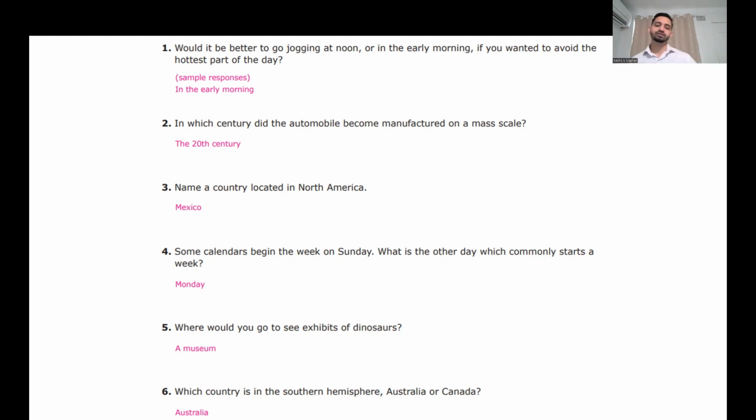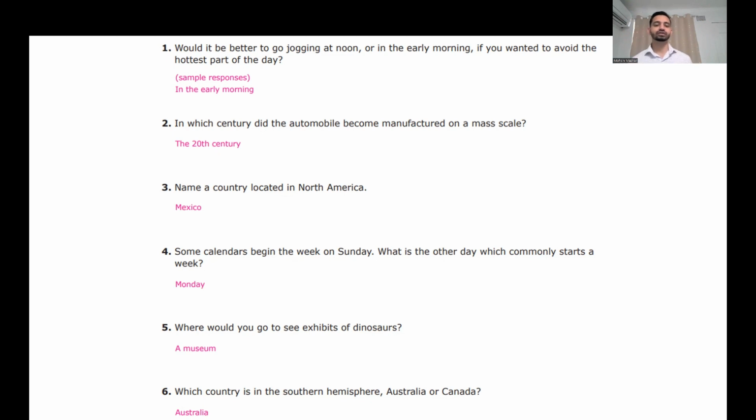Okay. Name a country located in North America. Obviously, you might have thought about Canada, USA, Mexico. They're all correct, right? Mexico here is one of the countries in North America. Name a country, obviously. Some calendars begin the week on Sunday. What is the other day which commonly starts the week? Obviously, Monday. Some of the calendars you might have seen start from Sunday. Most commonly used calendars start from Monday, right? So that should have been an easy one for you. But you understand what you are looking for, what kind of information you are looking for.